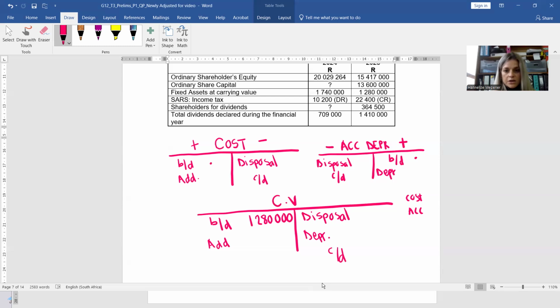We have our additions, we have our disposals. We've just now merged the disposals. We've said that we're going to take the cost minus the accumulated depreciation to get the disposals. And then depreciation will increase my accumulated depreciation, thereby decreasing my carrying value. And they then said that the closing balance is 1.74. So we need to now see, did we have additions? Did we have disposals? And what was the depreciation expense for the current financial year?